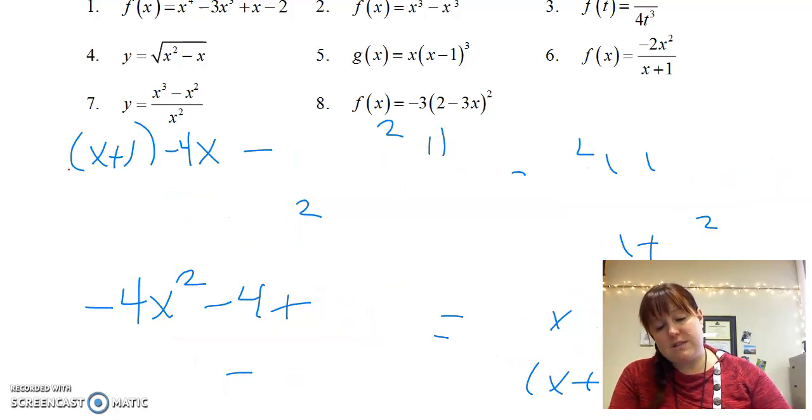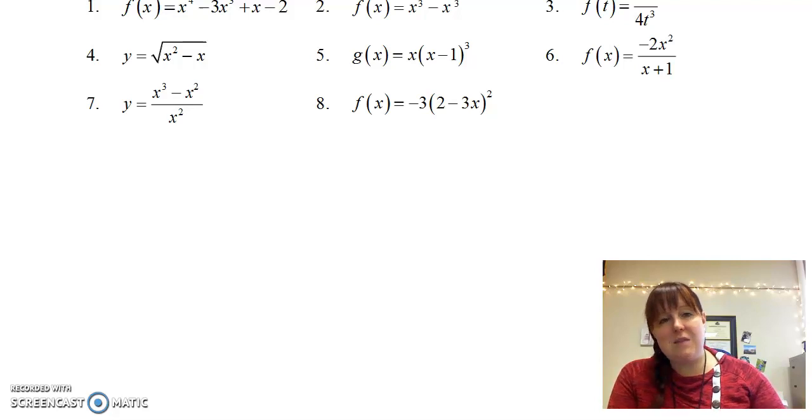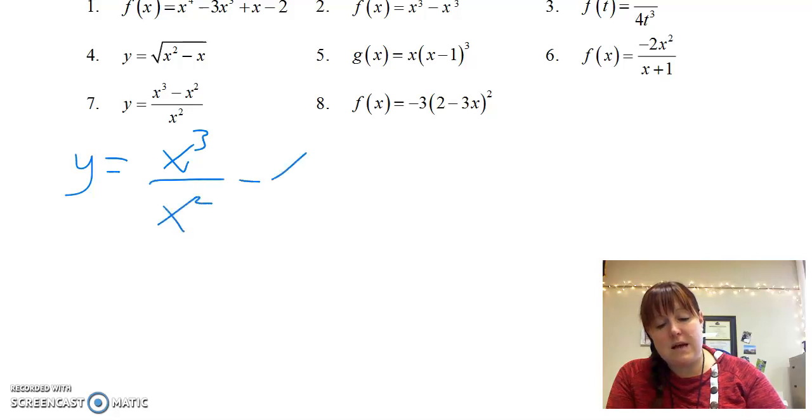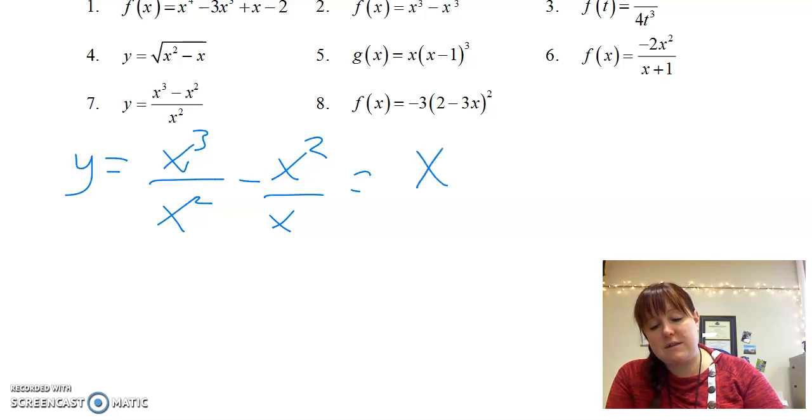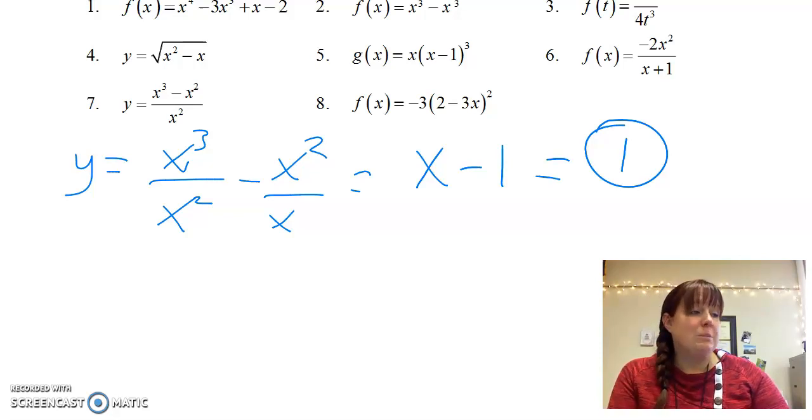Okay, let's look at number 7. So this one again screams quotient rule, but then you look at it closer and you think, wait a minute, each of those terms can be simplified. X cubed can be divided by x squared, and x squared can be divided by x squared. So really, this can be x cubed divided by x squared minus x squared divided by x squared. And now this just becomes x minus 1, which the derivative of that is 1. So it's really that easy. If we had done the quotient rule, we would have found that, but yeah, it's a lot easier.